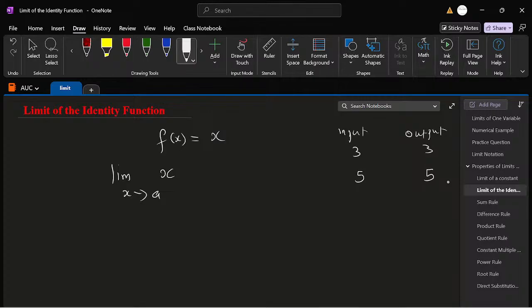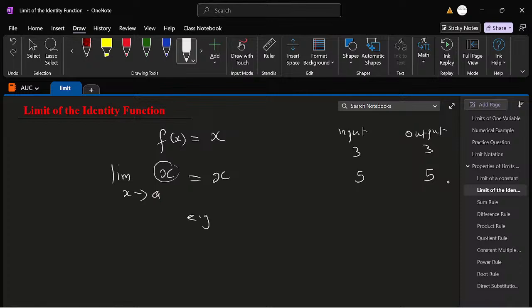So to be equal to what the identity is of x. So this is what you should take note of: this is an identity, and the limit of an identity is equal to the input.